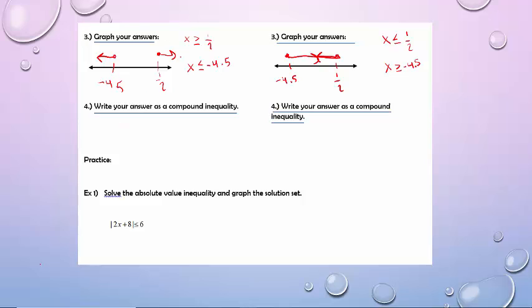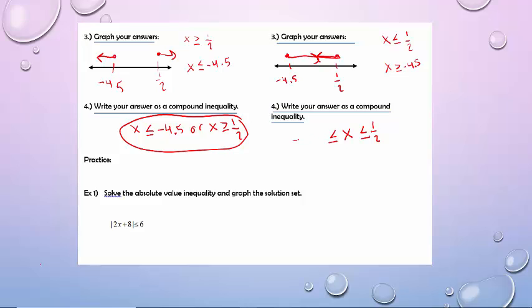So my last step is now that I can see what's going on, I can finally write my answer as a compound inequality. So all of your answers to these will be compounds because you'll have two answers. So the first one would be x is less or equal to -4.5, or x is greater or equal to 1/2. So that would be the answer for problem number 1. Problem number 2 is an and statement. So we're going to write that as x is less or equal to 1/2 and greater or equal to -4.5.